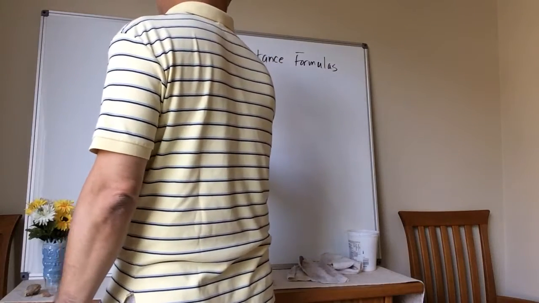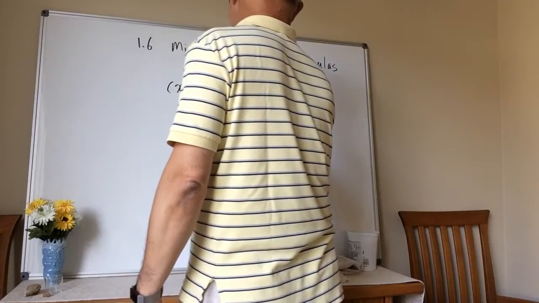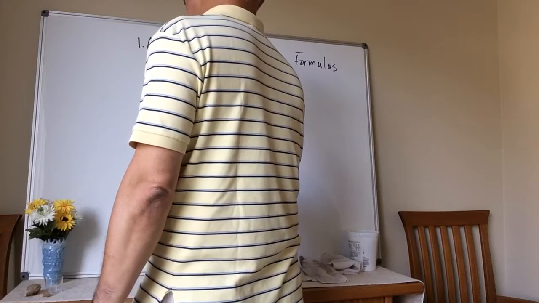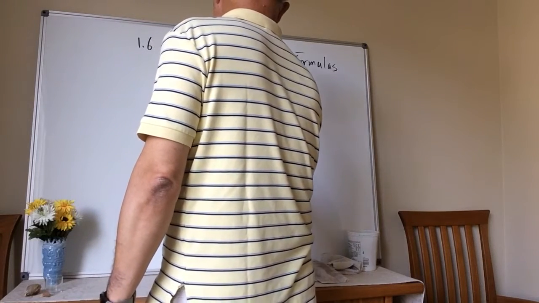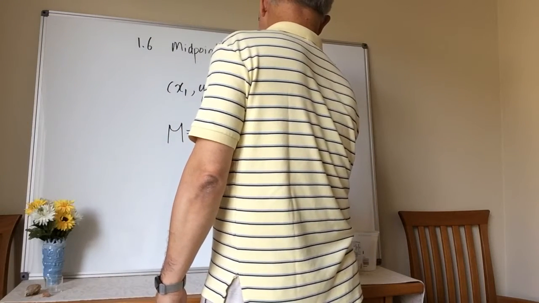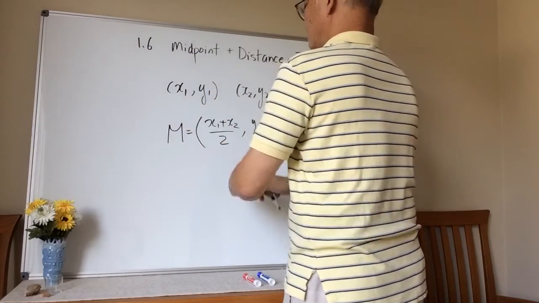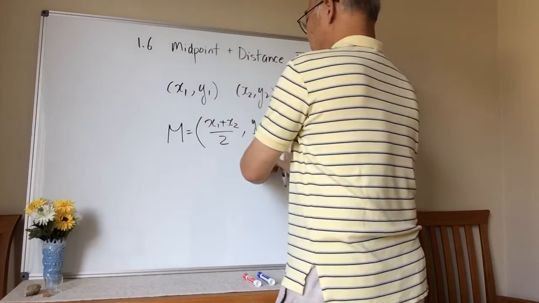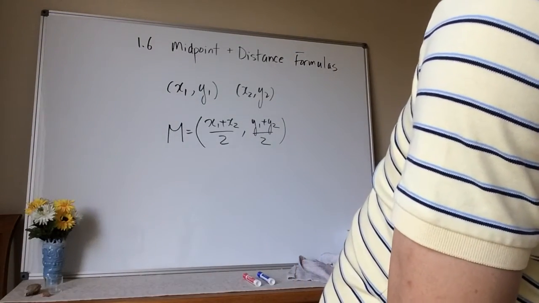The midpoint formula states that if you have 2 points, one is (x1, y1) and the other one is (x2, y2), the midpoint between these 2 points is going to be ((x1 plus x2) divided by 2, (y1 plus y2) divided by 2). In other words, you add these two numbers and divide by 2, that's your x coordinate. You add these two numbers and divide by 2, and that's the y coordinate. Okay? So that is the midpoint formula.